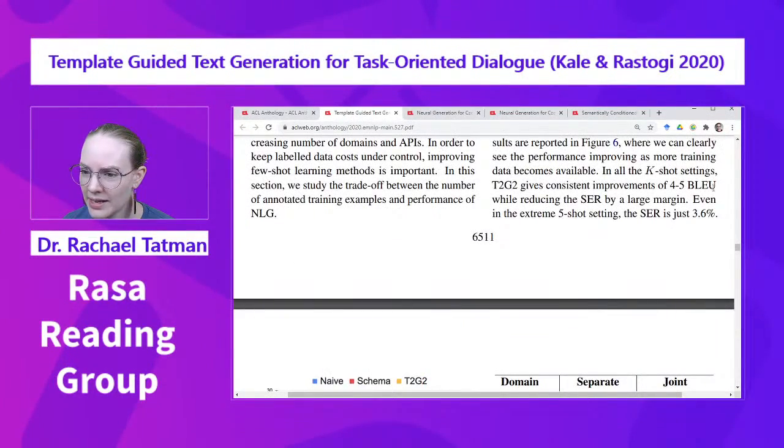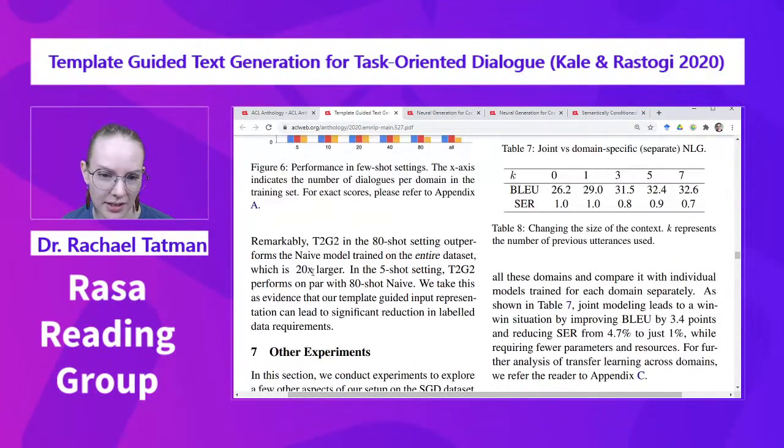All right, even the extreme 5-shot setting, the SER is just 3.6%. Remarkably, T2G2 in an 80-shot setting outperforms the naive model trained on the entire data set, which is 20 times larger. In the 5-shot setting, T2G2 performs on par with 80-shot naive. We take this as evidence that our template-guided input representation can lead to significant reduction in labeled data requirements.